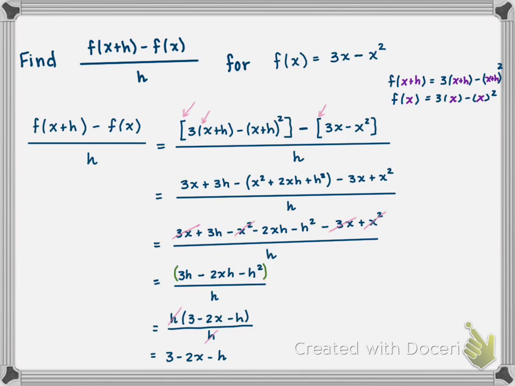Or you can just think of it as division. So like divide each term by h, right? So 3h divided by h is 3. 2xh divided by h is 2x, and h squared divided by h is h. So you can think of it either way, like dividing every term by your denominator or factoring that out as a GCF. So questions on this one?